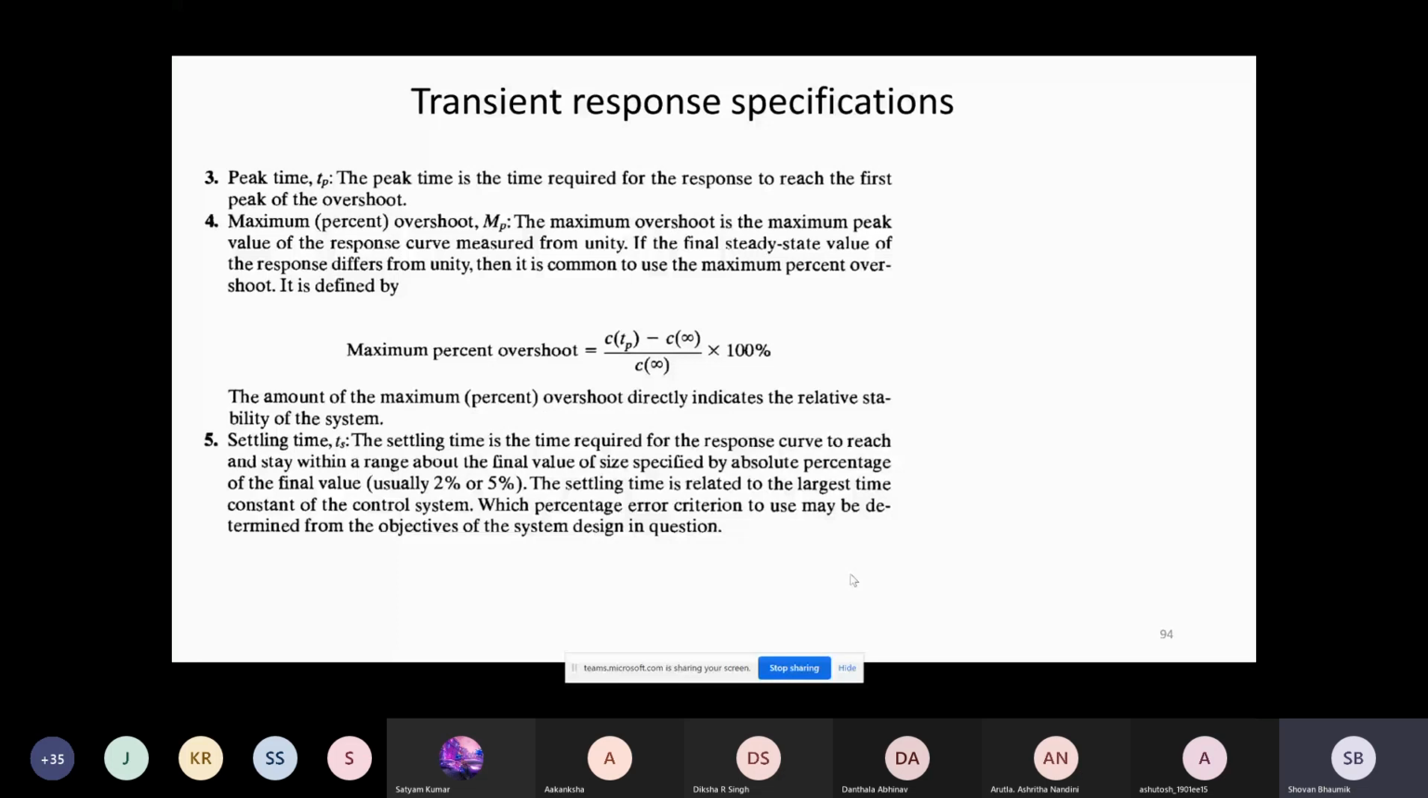Sometimes if we want to use a very tight criteria, we use 2%. If you want to use a loose criteria, we use 5%. It is very customary to use 2% or 5%. You can define your own criteria, 10% or something else, and define the settling time. So this is all about the different parameters we need to define for a second order system.